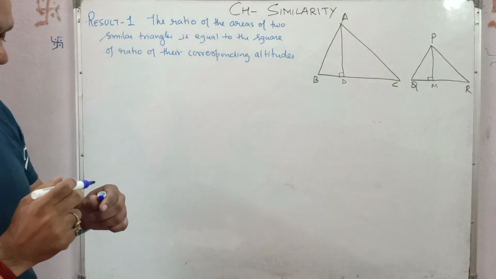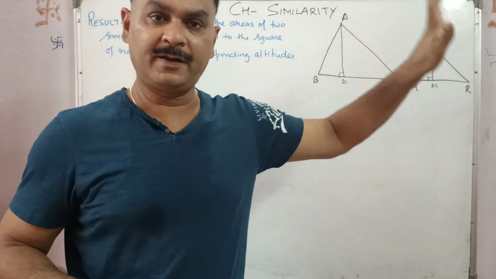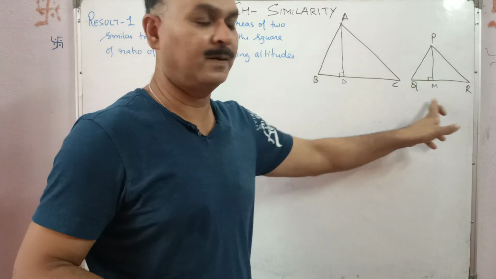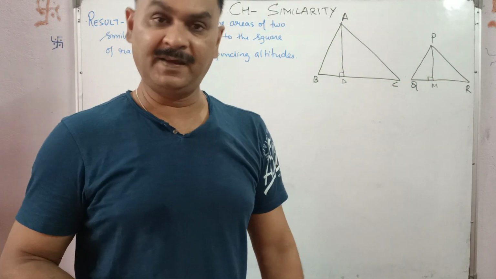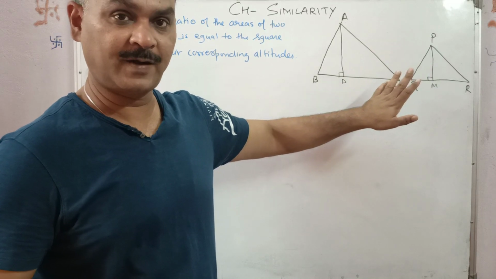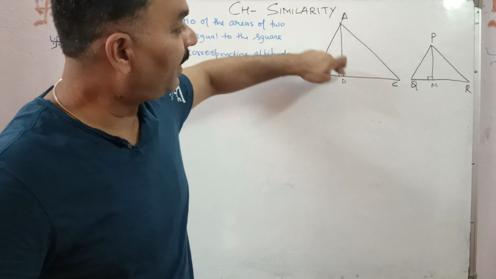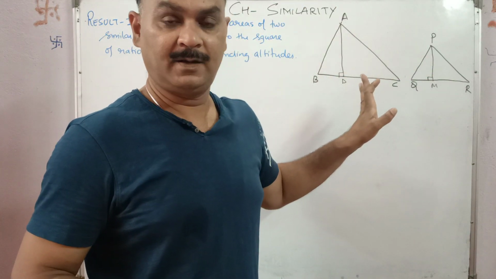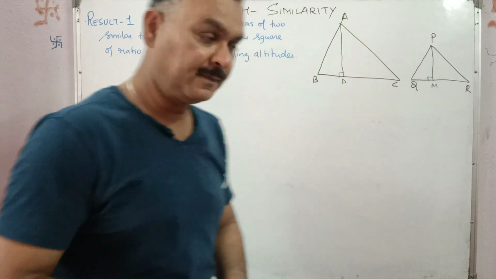What does it mean? Again, I am taking two triangles, triangle ABC and triangle PQR. AD is perpendicular to BC and PM is perpendicular to QR, and these two triangles are similar. Then the ratio of the areas of these two triangles is equal to the square of the ratio of AD to PM. These are the altitudes, corresponding altitudes of the respective triangles.